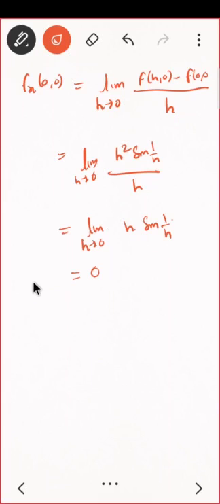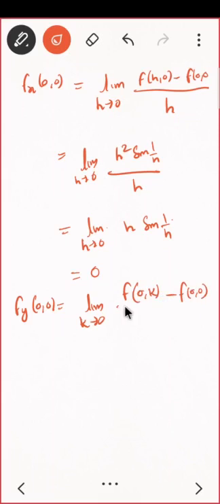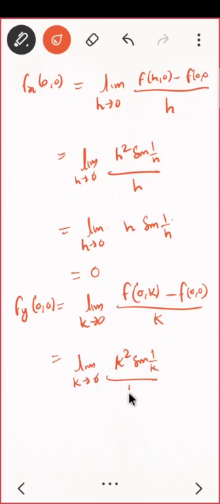What about fy? Fy at (0, 0), what is the formula? That is the limit as k tends to 0 of f of (0, k) minus f of (0, 0), divided by k. Let us quickly do that. Here also the same thing will happen. That is k square sine 1 by k upon k, and that is 0. So both fx and fy are 0.